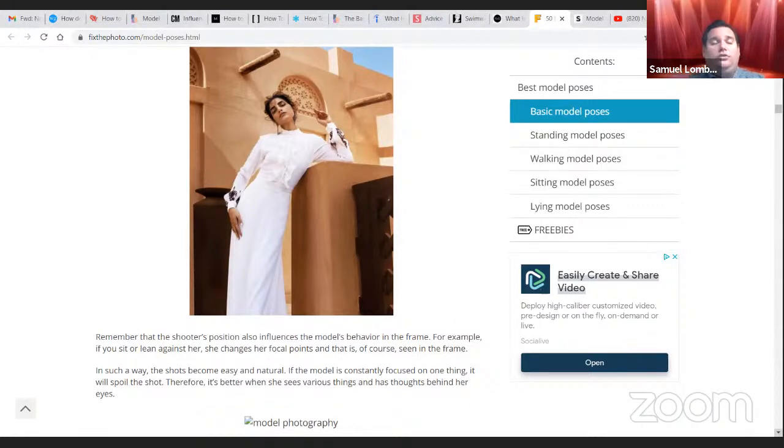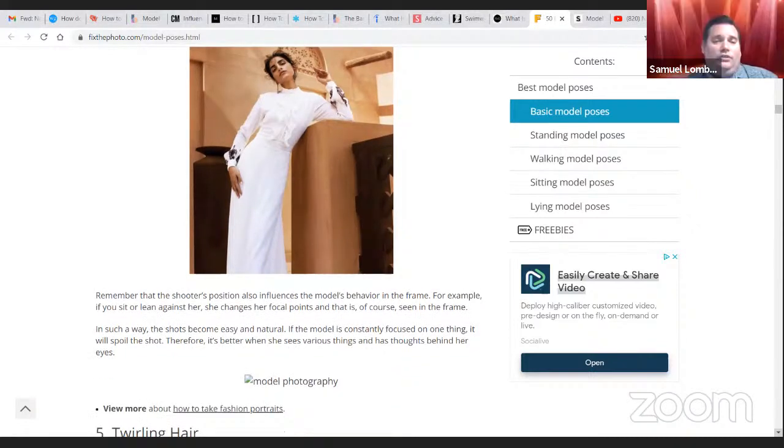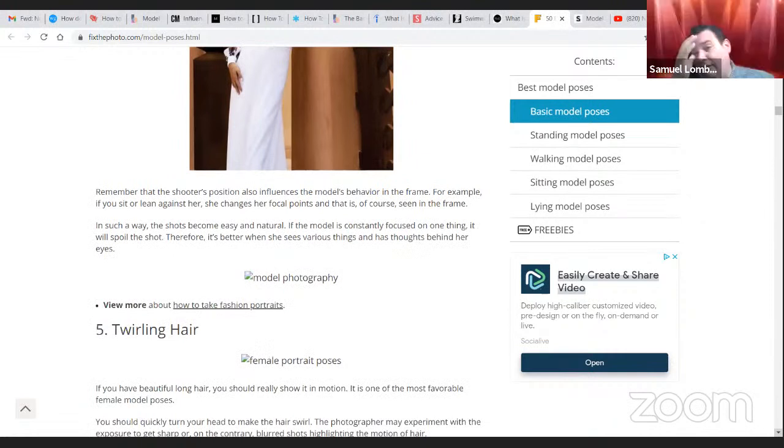So even though it looks very natural, which it does, you would not know that the actual photographer was changing the angles. You know what I mean? Mm-hmm. In such a way, the shots become easy and natural. If the model is constantly focused on one thing, it will spoil the shots. Therefore, it's better when she sees various things and has thoughts behind her eyes. So you would be looking like you're in a distance, looking at other things.